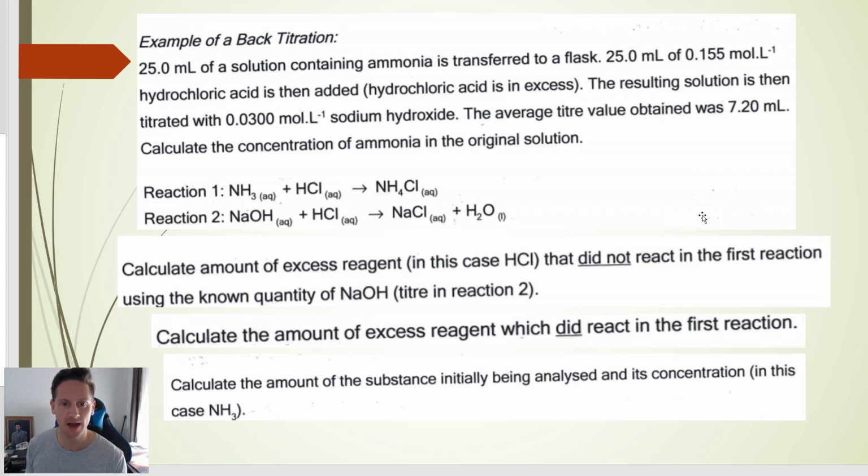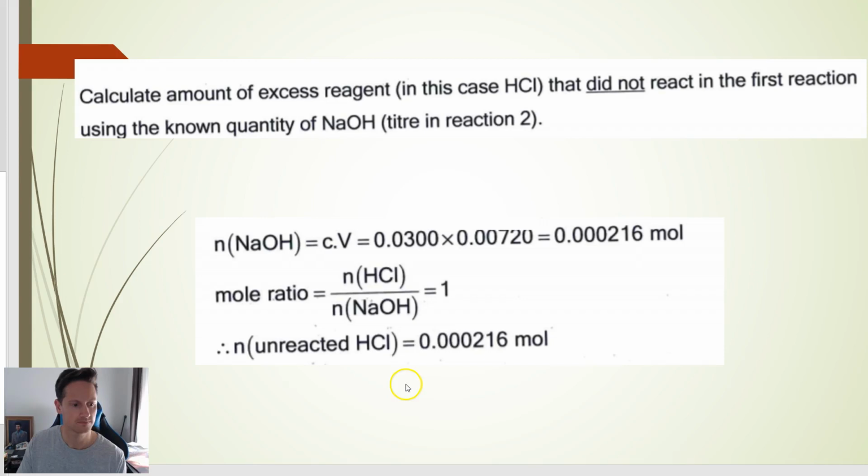So this is an example of back titration. I'll let you read through this one. What I would recommend is to make sure that you are getting the key information of the question. So 25 ml of a solution containing ammonia, this much hydrochloric acid. So this is your hydrochloric acid here in reaction 1. Carefully reading through the question, just break it down step by step. So this is the first part, this is the second part, this is the third part. Pause this video on this question, give it a go in your books.